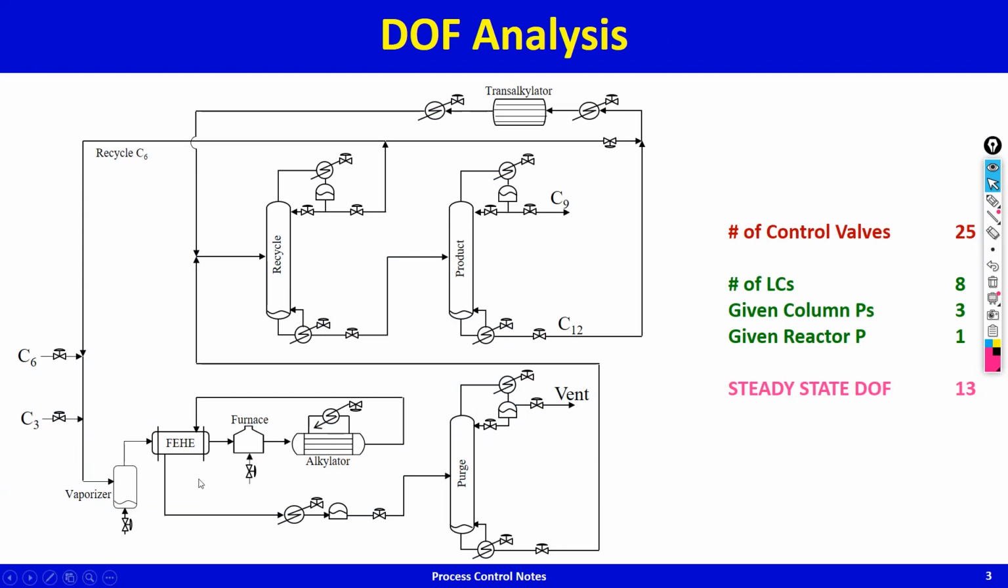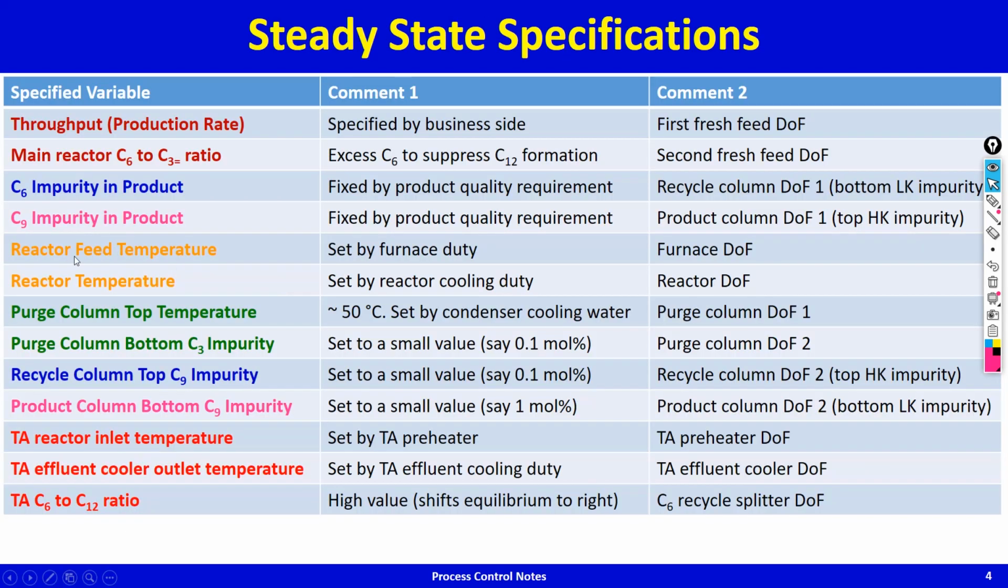Now if we keep going, product quality is done. We've talked about production rate, product quality, and the excess ratio, because that's a major economic thing. The furnace is going to hold the inlet temperature into the reactor. The reactor cooling duty is going to hold the reactor temperature itself. So those are the next 2 degrees of freedom. Reactor feed temperature is going to be set by the furnace duty, and this exhausts the furnace degree of freedom. Reactor temperature will be set by the reactor cooling duty, and this exhausts the reactor energy balance degree of freedom.